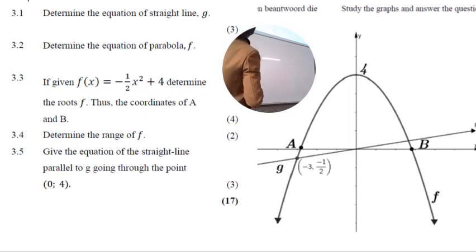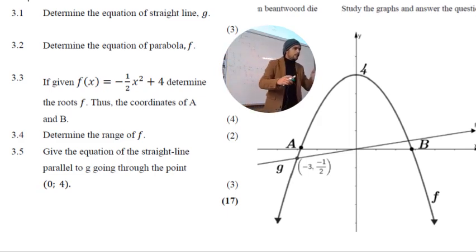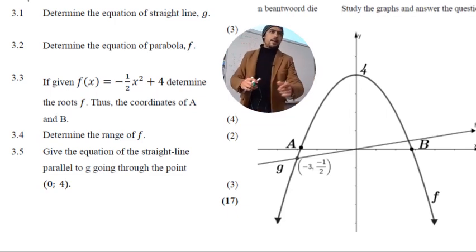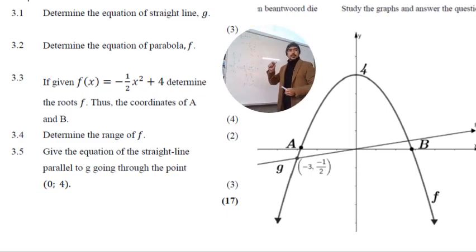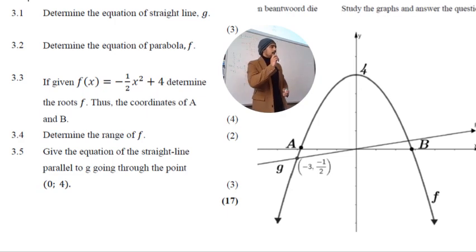Let's go on. Now, given f of x is negative a half x squared plus 4, determine the roots. What is the other name for the roots? The roots are also known as the x-intercepts. Please make an annotation there in your book if you didn't know that. Roots, aka, also known as, x-intercepts.